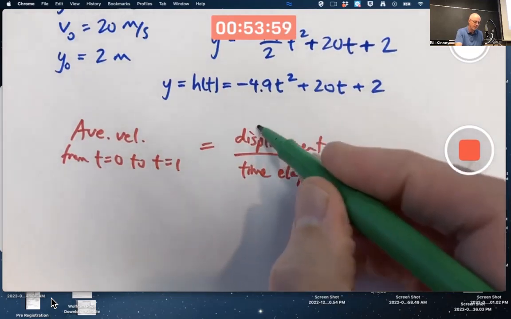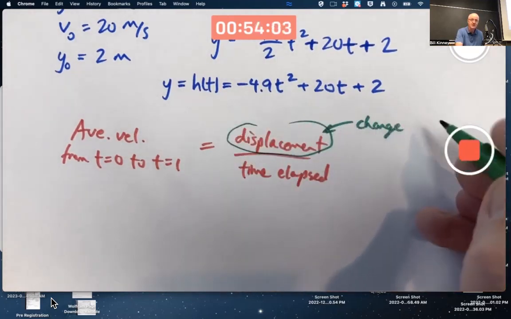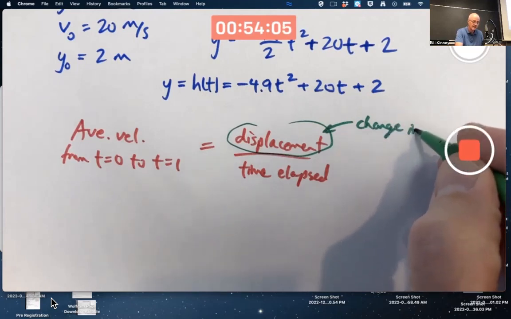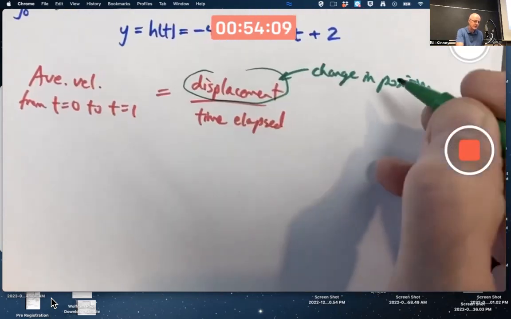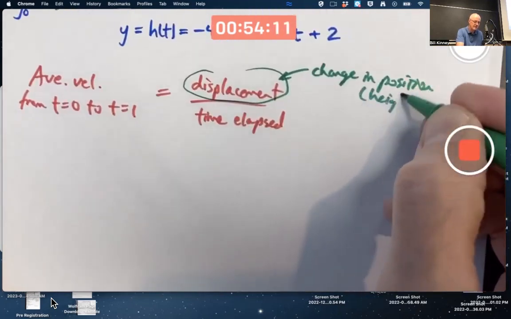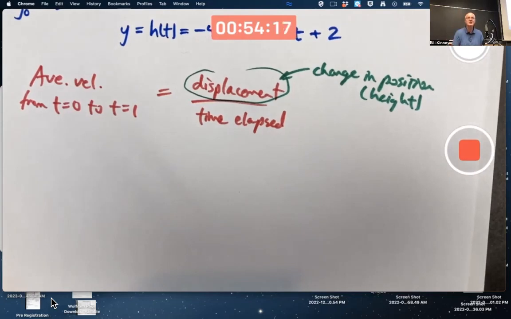Displacement is another word for change in position, or in this case, change in height. If it's left-right motion, it's not a change in height. Up-down motion, it is a change in height. Average speed would be distance traveled divided by time elapsed.